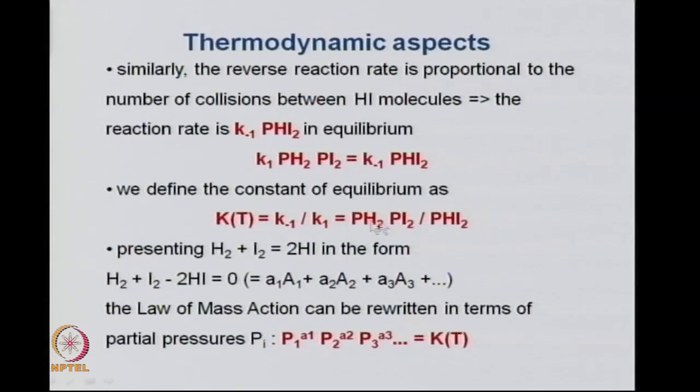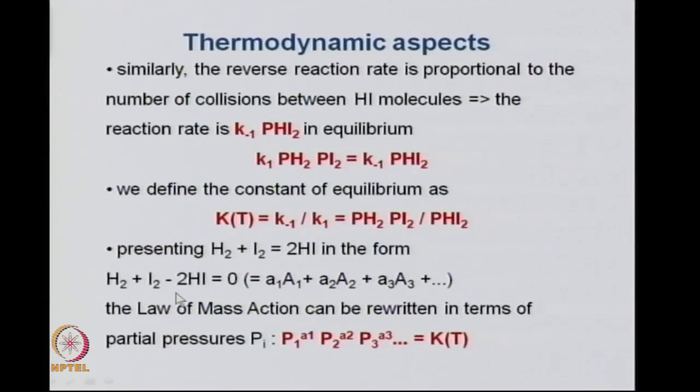Now, we can define this just like we defined earlier, the equilibrium constant, which is a function of temperature, taking a ratio of K minus 1 by K1 and being shown by the partial pressures of the products, and in the reverse reaction the products are hydrogen and iodine gas, divided by the partial pressure of the reactant gas, in this case hydrogen iodide. So, you can write down this kind of reaction and find out the equilibrium constants, which of course is a function of temperature. So, at a particular temperature you will have one particular equilibrium constant.